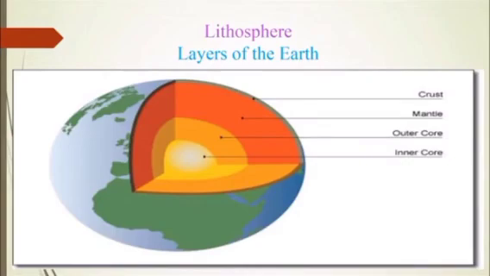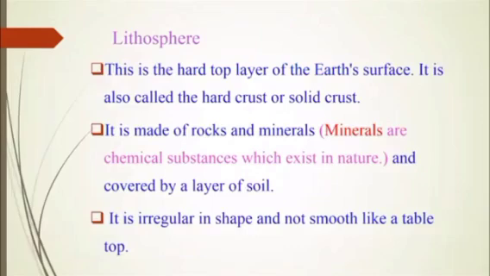So in this picture we can see the layers of the earth like crust, mantle, outer core, inner core. Lithosphere. This is the hard top layer of the earth's surface. It is also called the hard crust or solid crust. It is made of rocks and minerals. Minerals are chemical substances which exist in nature, and it is covered by a layer of soil. It is irregular in shape and not smooth like a tabletop.